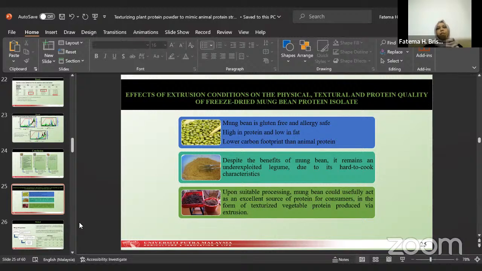Nowadays, we are much busier and we want something very quick. So this extrusion technology is a quick alternative to reduce this hard-to-cook phenomenon and to reduce these anti-nutritional factors.